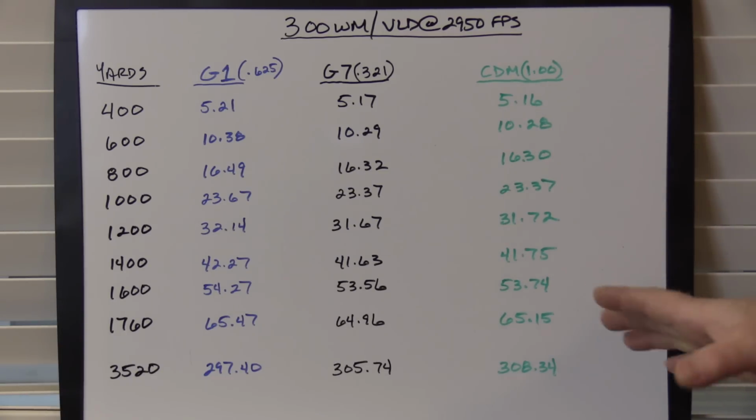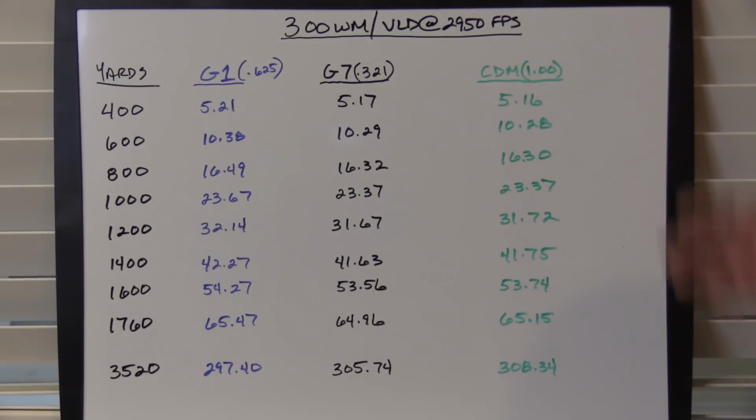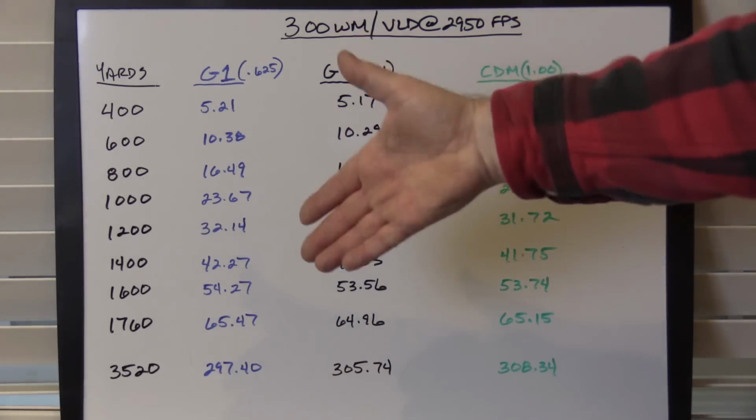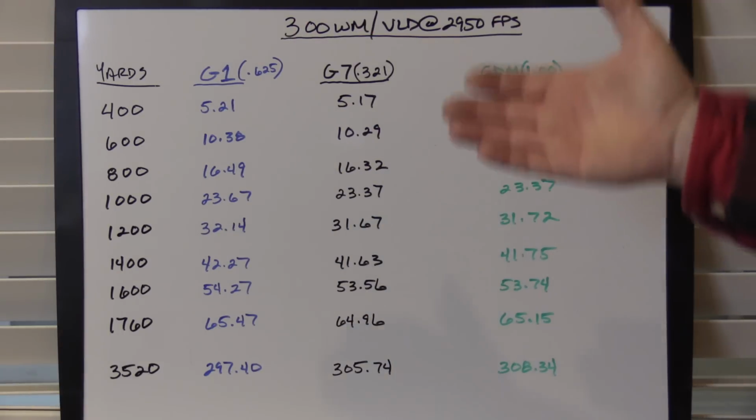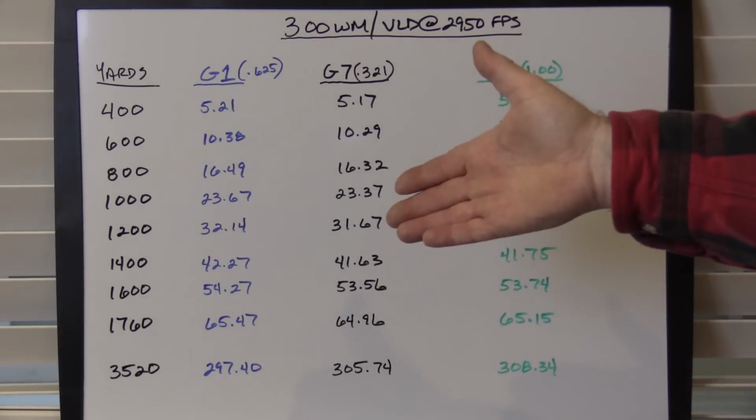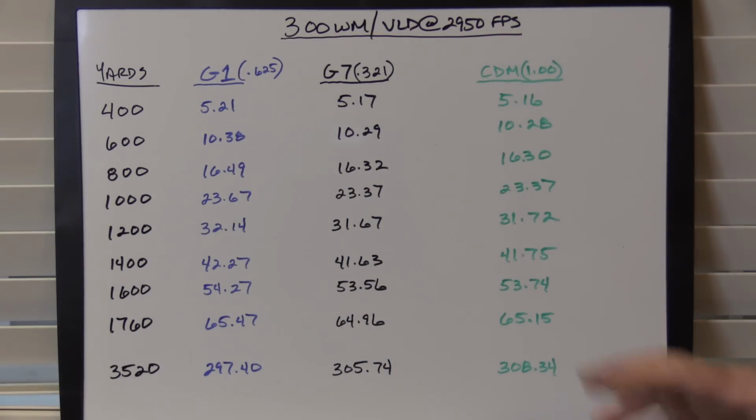And they just come up as 1.00 for whatever bullet you're using, so you don't really get to see what's going on there. Over in the left column we've got yards, and I just broke it down in 200-yard increments out to a mile, and then I added in a 2-mile shot just for kicks, basically.